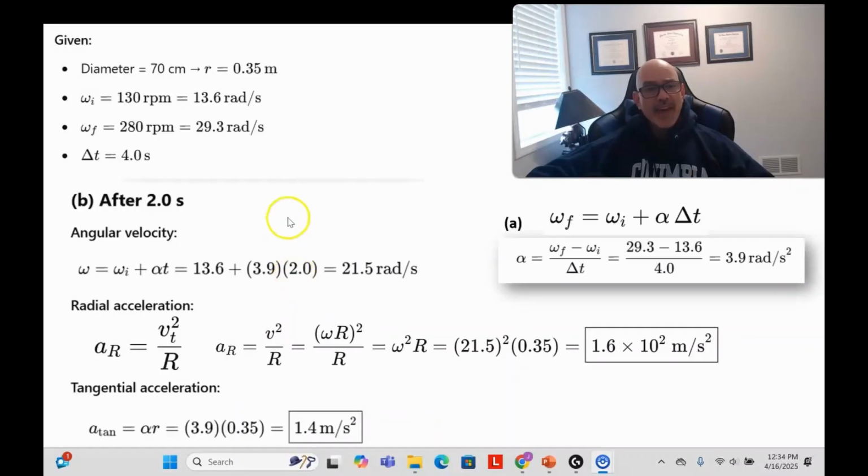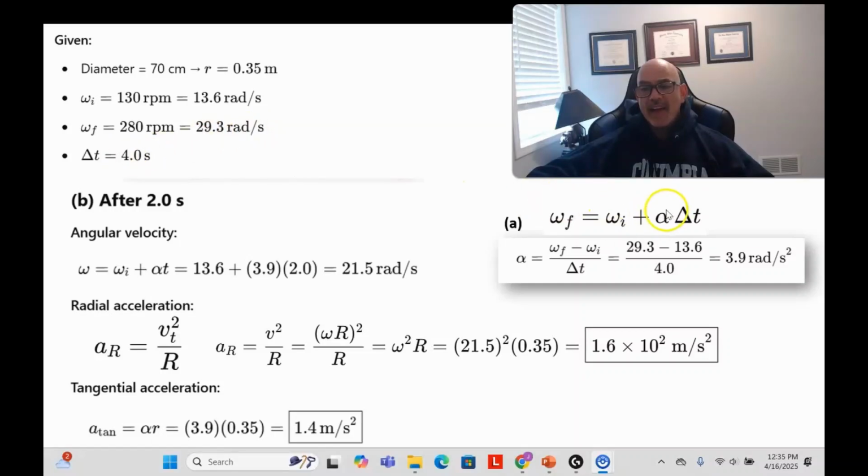To begin, let's write down the givens. The diameter of the wheel is 70 centimeters, so the radius is 0.35 meters. The initial angular velocity is 130 revolutions per minute. There's 2 pi radians in 1 revolution and 60 seconds in 1 minute. So this is equal to 13.6 radians per second. Omega final is 280 revolutions per minute or 29.3 radians per second.